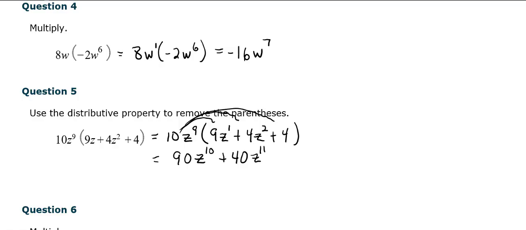And last, we multiply the 10z to the ninth times positive 4. So 10 times positive 4 is positive 40. And we have our z to the ninth.